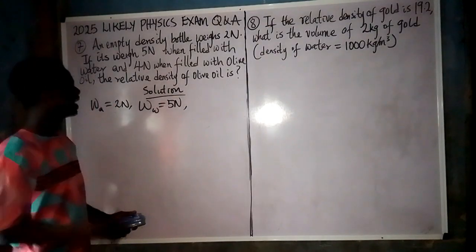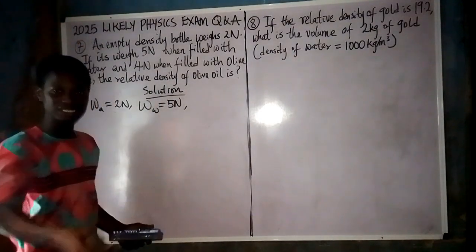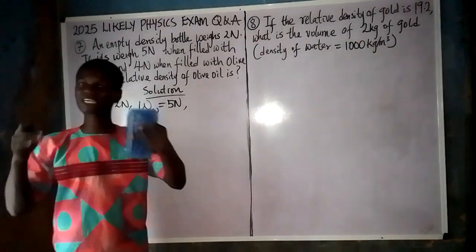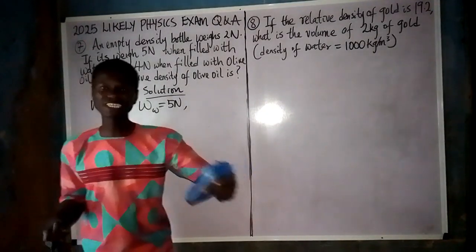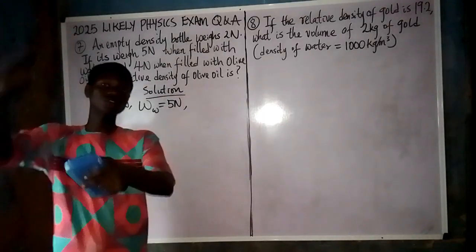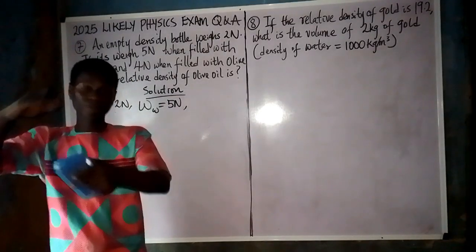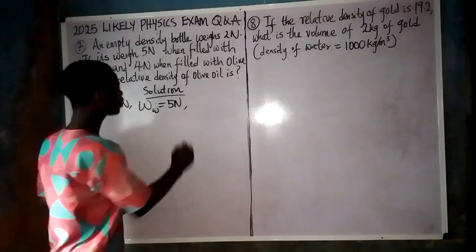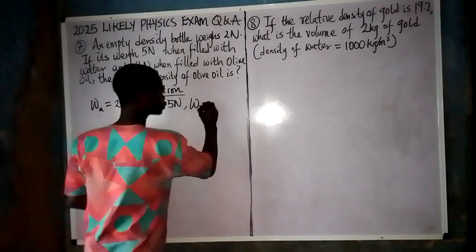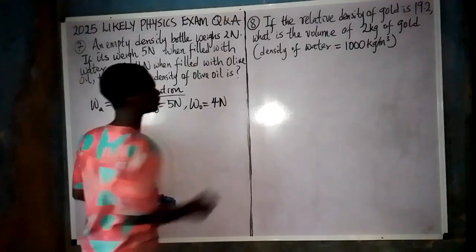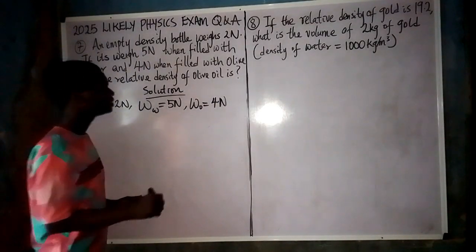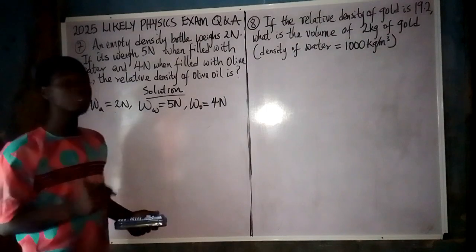They now said and 4 Newton when filled with olive oil. So if they get another empty bottle of that same size, but this time they fill it with olive oil to the brim and weigh it, what did they get? The weight with olive oil inside the bottle was 4 Newton. And what is the question? Determine or calculate the relative density of olive oil.